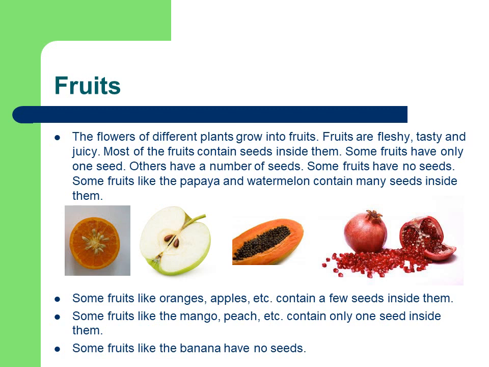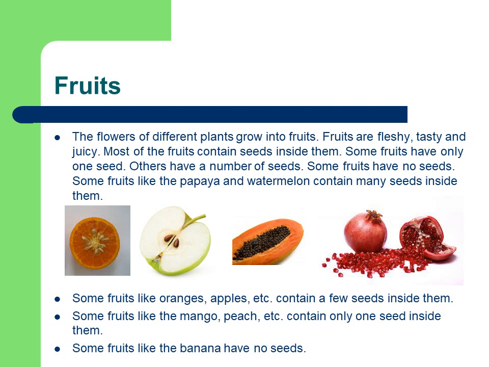What are fruits? The flowers of different plants grow into fruits. Fruits are fleshy, tasty and juicy. Most of the fruits contain seeds inside them. Some fruits have only one seed, others have a number of seeds. Some fruits have no seeds. Some fruits like papaya and watermelon contain many seeds inside them.